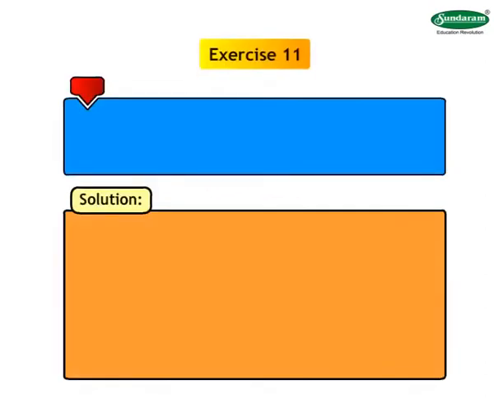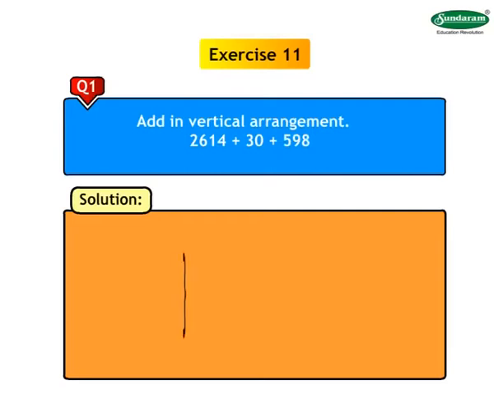Exercise 11. Add in vertical arrangement. Question 1. 2,614 plus 30 plus 598. Solution. The first number 2,614 is a 4-digit number. So write appropriate place values of digits. Write U for units place, write T for tens place, write H for hundreds, write TH for thousands place above the number 2,614.